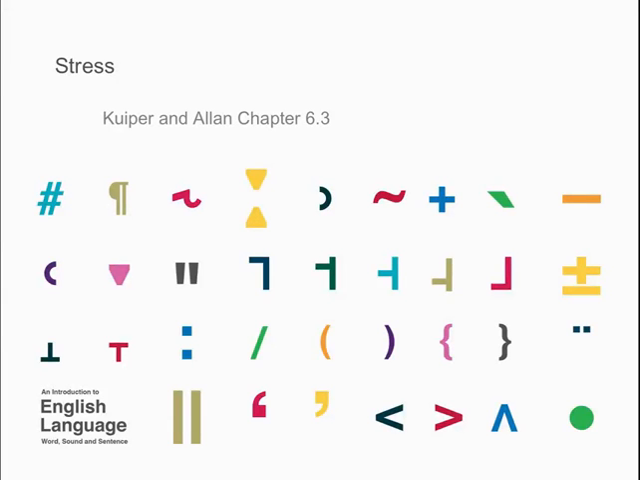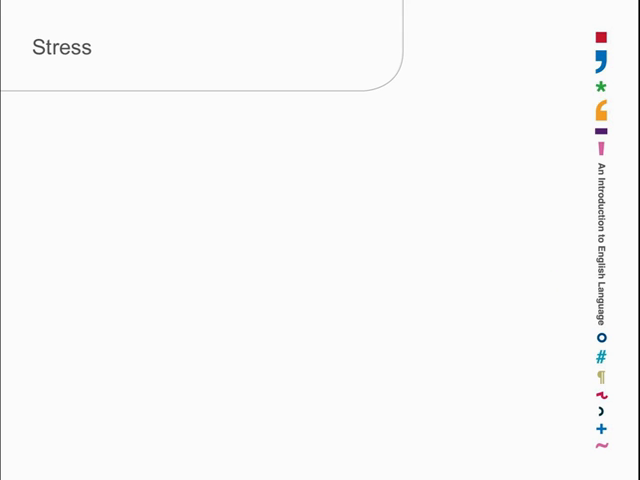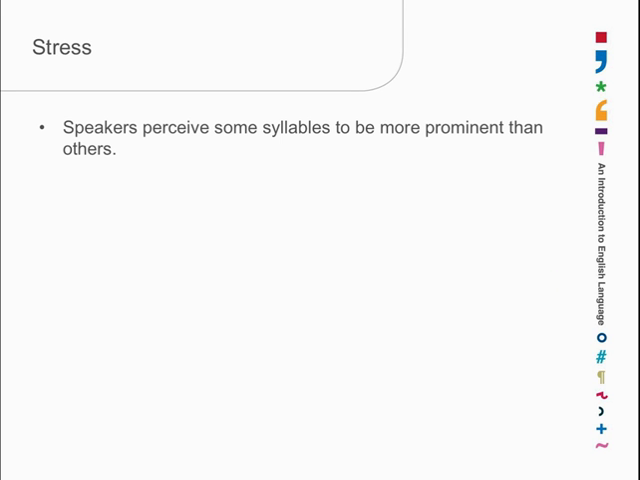We're now in a position to return to stress as a topic again, having looked at it earlier in connection with syllables and having looked at intonation. We can take a final look at it, and we've already noticed earlier that speakers perceive some syllables to be more prominent. We've just said that they're perceived as more prominent. Wherein does that prominence lie?